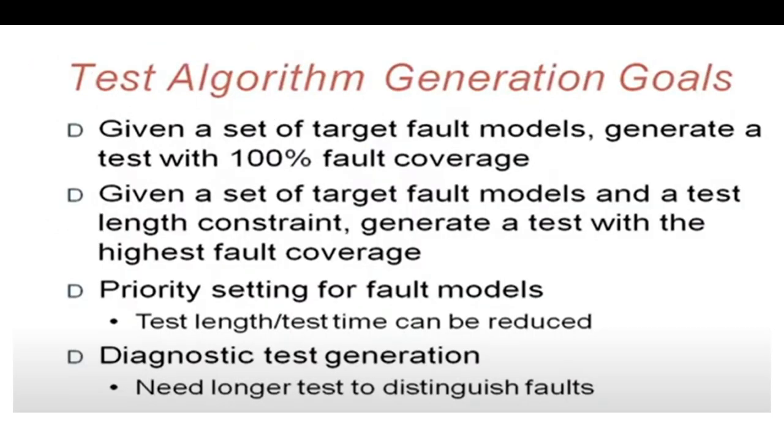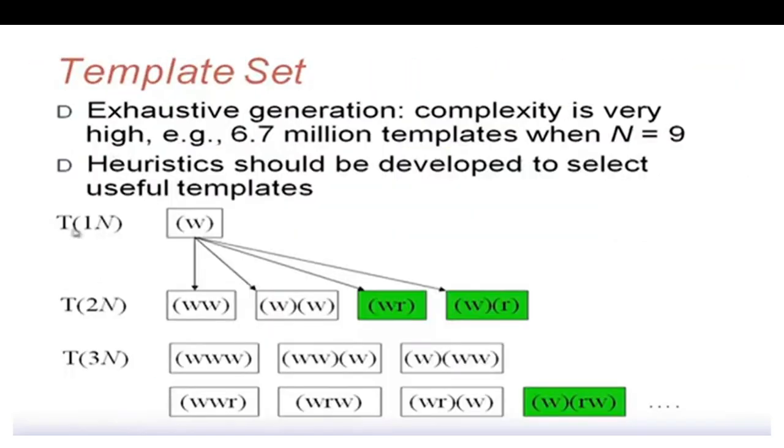So next is the test template set. Exhaustive generation has very high complexity. If we exhaustively generate these templates, for n equal to 9, we will get around 6.7 million templates. So a heuristic should be developed to select the useful templates. Now, what are useful templates? This we will also discuss.